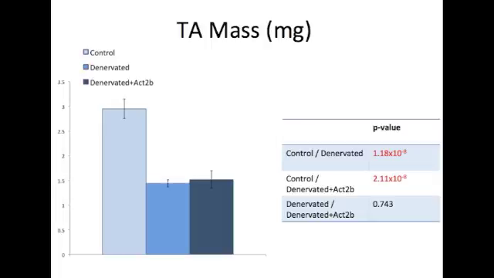This graph shows the TA mass in the three groups in the denervation phase. Despite the higher total body mass in the denervated plus ACT2B mice, or the myostatin-inhibited mice, the control had a significantly higher TA mass than both the denervated and the myostatin-inhibited mice. There's also no significant difference between the denervated and the denervated plus ACT2B TA, suggesting that in this instance, myostatin inhibition did not rescue the atrophy from denervation.